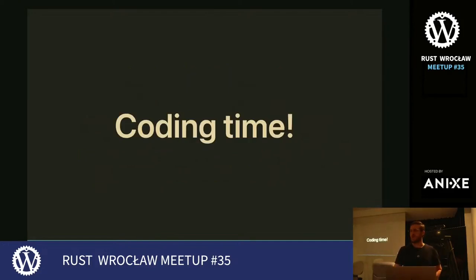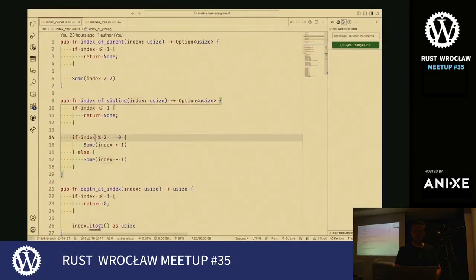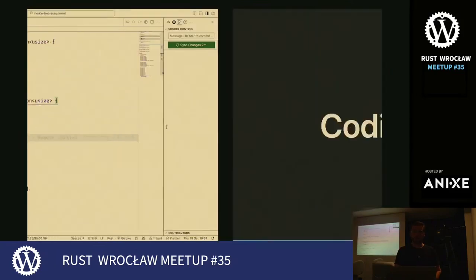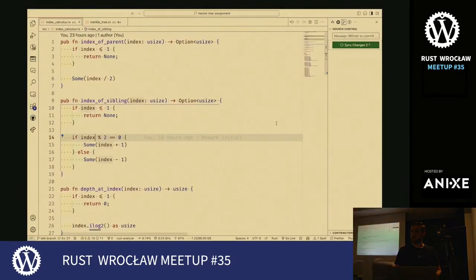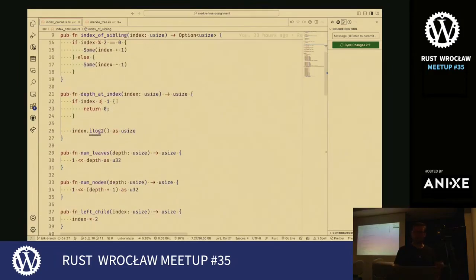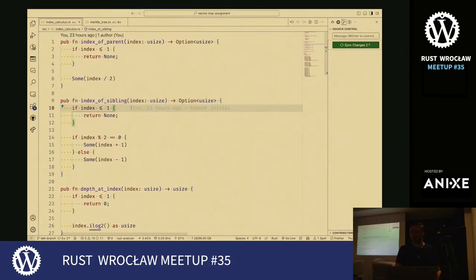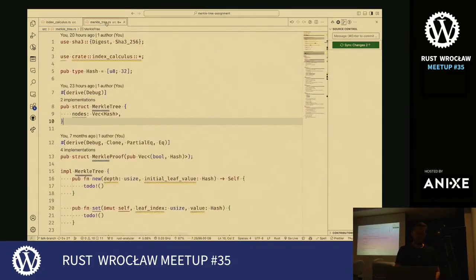With that out of the way, let's get down to the implementation. And as I said, this is going to be a semi-live coding. I have a little scaffolding project set up, and I implemented all of the index calculus equations that we just talked about. So we have index of parent, index of sibling, depth of things, etc. Because it's frankly quite easy to implement. And we're going to implement our Merkle tree.